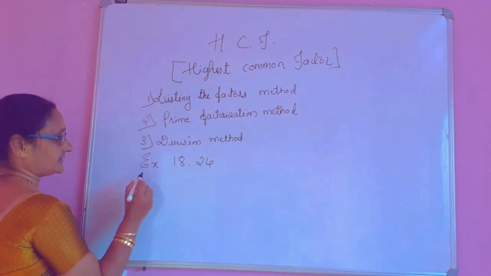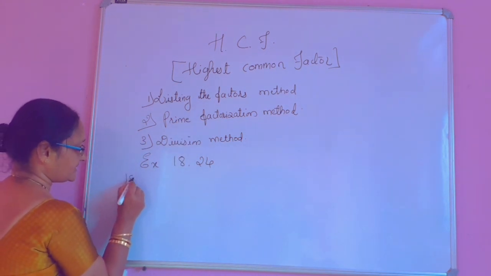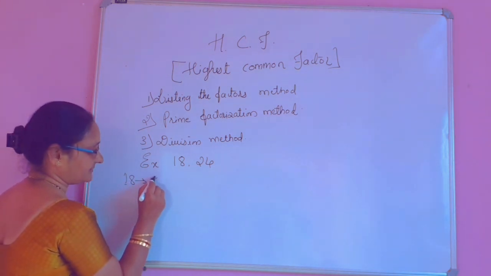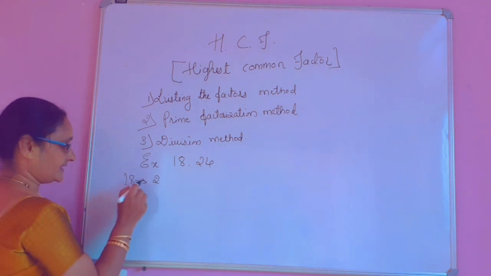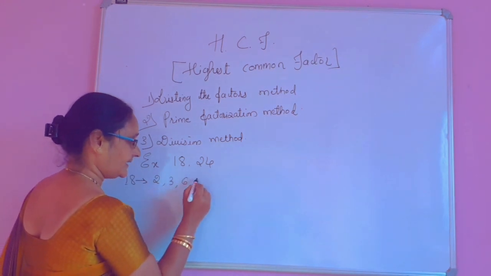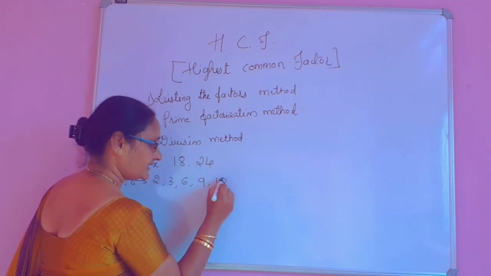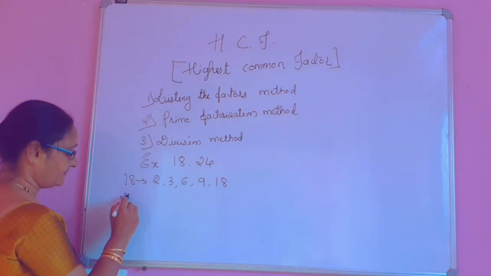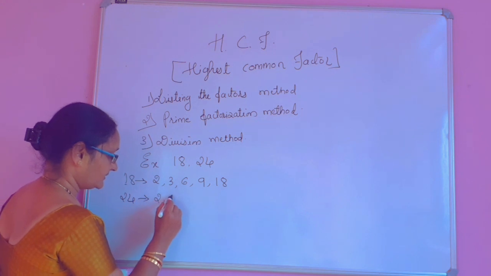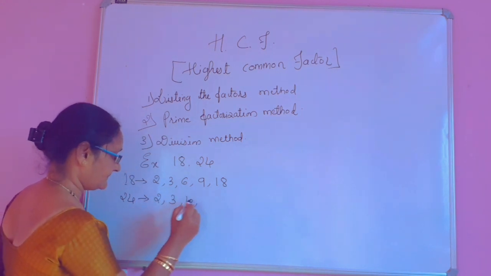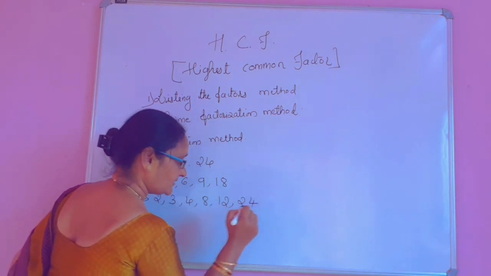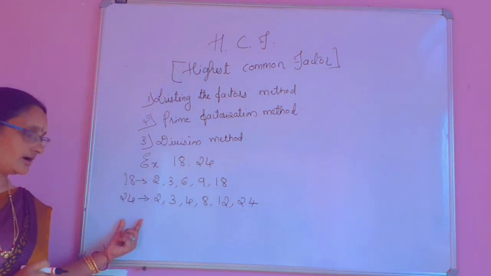How to list the factors of the given numbers? Now, the first number is 18. I have to write the factors of this 18. Factors means in which table this 18 will come. Yes, 18 will come in 2 table, 3 table, 6 table, 9 table and 18 table. Okay, then in the same way, factors of 24 also we have to write. That is 2 times 12 is 24, 3 times 8, 4 times 6, 1 times 24, like this. These all are the factors of 24.